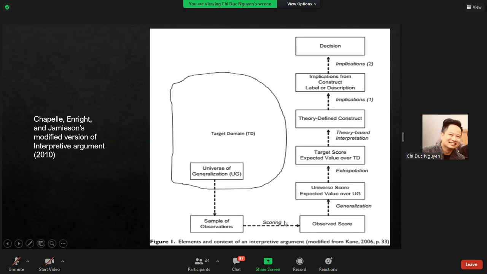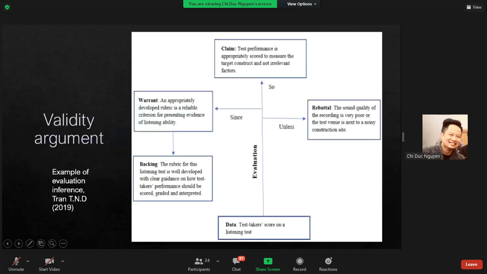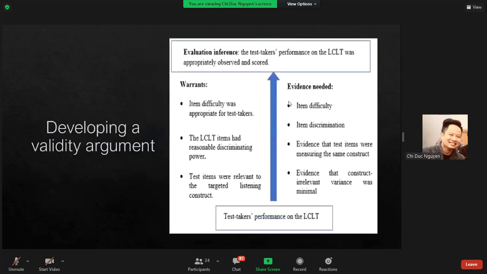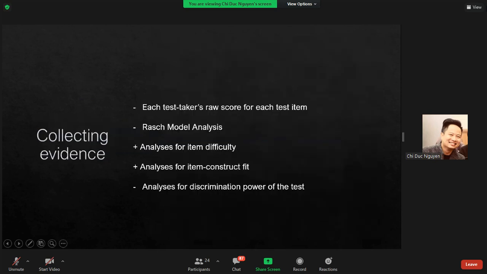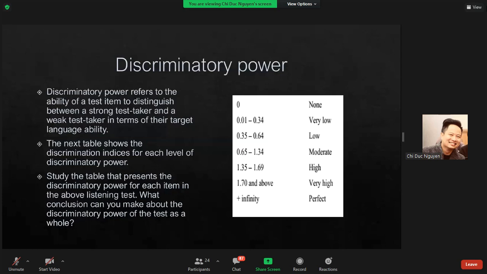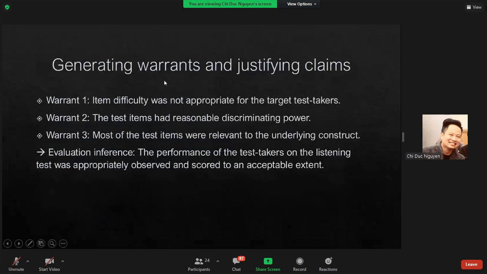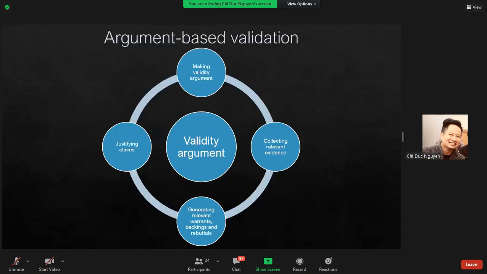And in order to justify my scoring claim, I need this kind of evidence. I need this kind of warrant. And I go to collect the evidence by this one over here. And from that, I can justify my warrant. And from justifying this kind of warrant, I, at the same time, can justify the claim. Okay, I do hope that it's clear to you already.